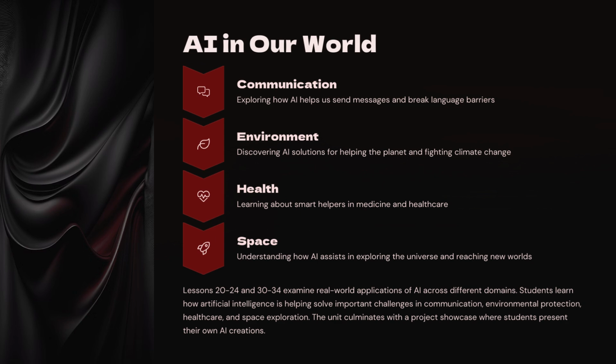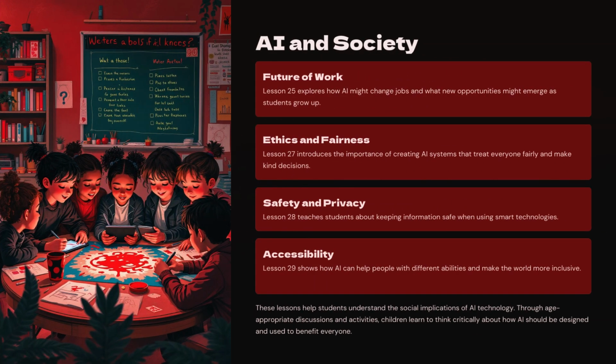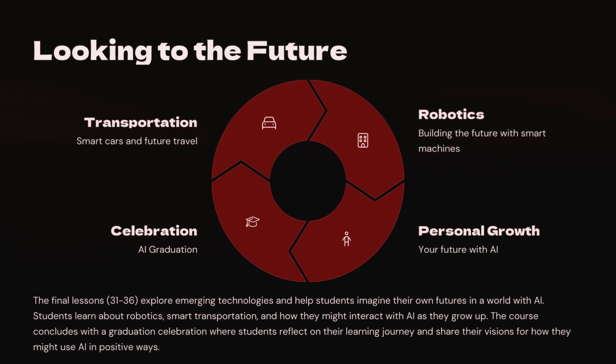Right. And crucially, it doesn't shy away from the societal stuff. Oh, yeah. Lessons 25, 27 to 29. Future of work, potential jobs, but also ethics, fairness and AI, safety, privacy. That's quite advanced. How do you think they approach that? Gently, I assume. Introducing the ideas early, prompting critical thinking about using tech responsibly. It's not just how it works, but how we should use it. That feels really important, fostering that awareness young.